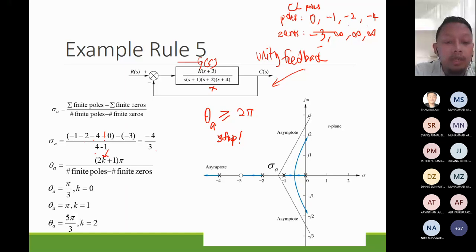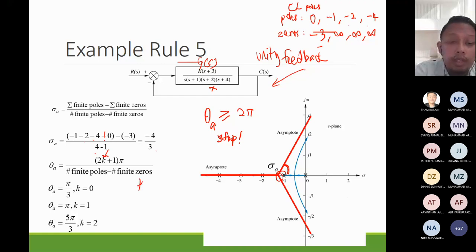So for example here, when k equals 0, the first angle is pi over 3. So it's actually this angle. Okay, and then you increase k. So k equals 1, and you get theta equals pi. So it's this angle. And then you increase k, so k equals 2, and theta equals 5 pi over 3. So it's this angle. Okay, so you get 3 asymptotes.